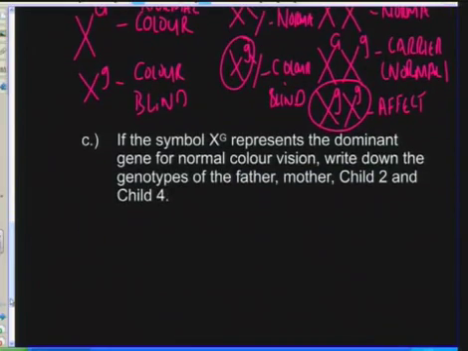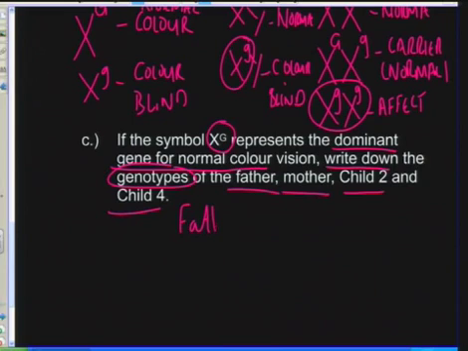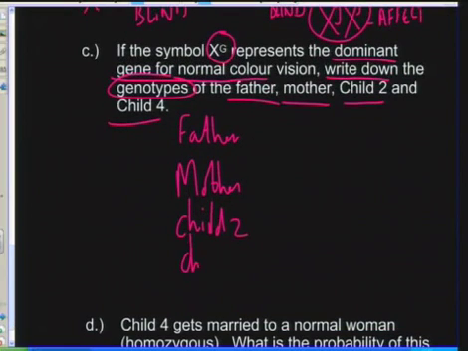Okay, if the symbol XG, and here they've given us a symbol, so we're supposed to use the symbol, represents the dominant gene for normal color vision, write down the genotypes of the father, mother, child 2 and child 4. So we've got to look at the genotypes of the father, the mother, child 2 and child 4. Let's very quickly go back.